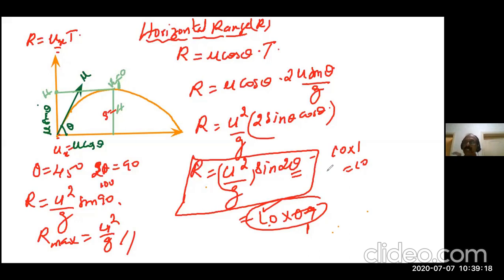So for more than 90 or less than 90, if you are calculating, your answer will go less than 1. You might have studied this maths. Sine value can have maximum value when it is 90 degrees. More than 90, less than 90, if you substitute for sine, you will get a value less than 1. Any value less than 1, if you multiply, U squared by G will go less than that. Clear? So the maximum value of U squared by G can be obtained only if theta is 45 here, so that sine 2 theta is sine 90.